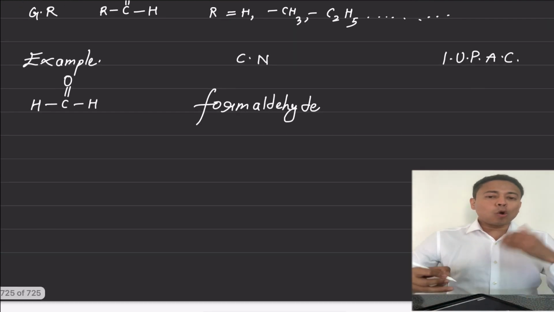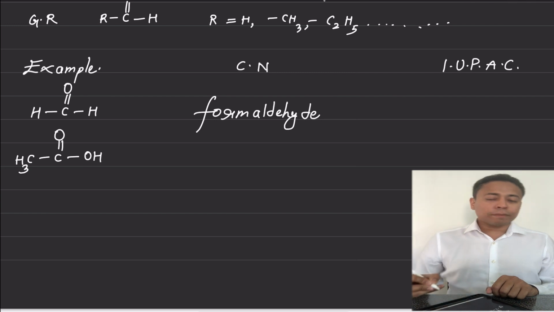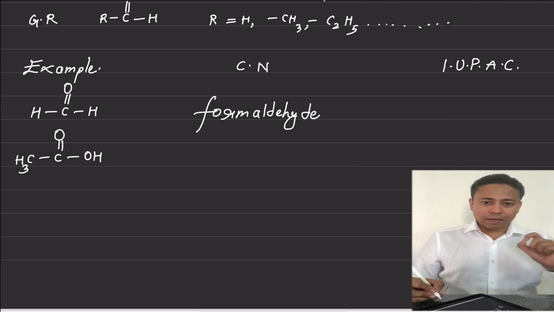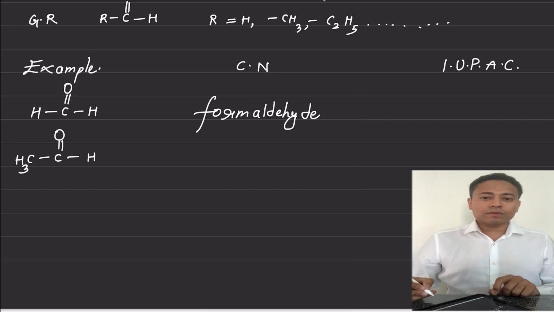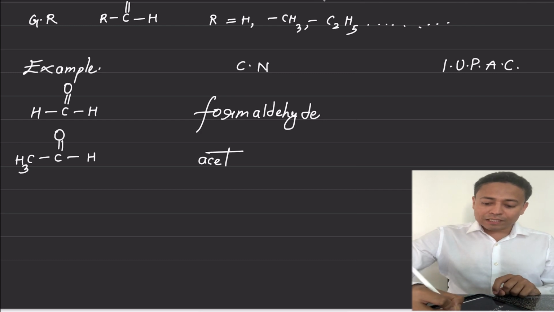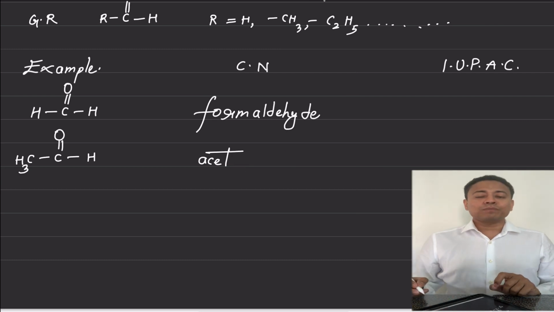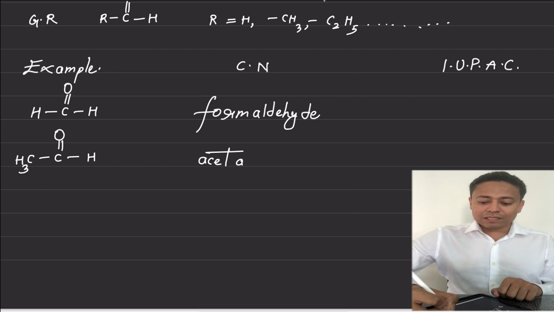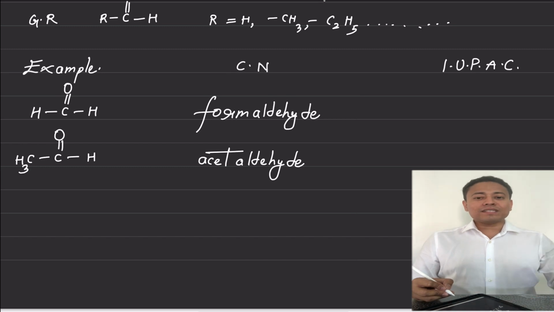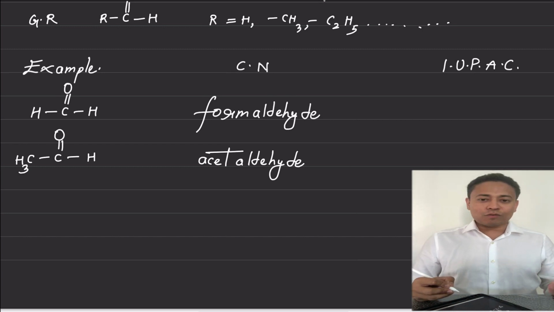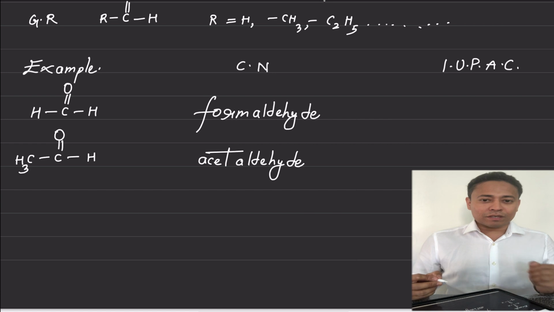Going ahead with another example. CH3, C double bond O, OH. I'm sure you remember this is acetic acid. It is a carboxylic acid and it was acetic acid, and I replace that OH now by an H. What would be the name? Acetic acid. And I am going to replace that IC acid of acetic acid by that entire name, and it becomes acetaldehyde. That is how easy it is to name all these aldehydes now. So very easy for you to understand and learn. This is why I said learning is fun, only if you know the right method of learning.